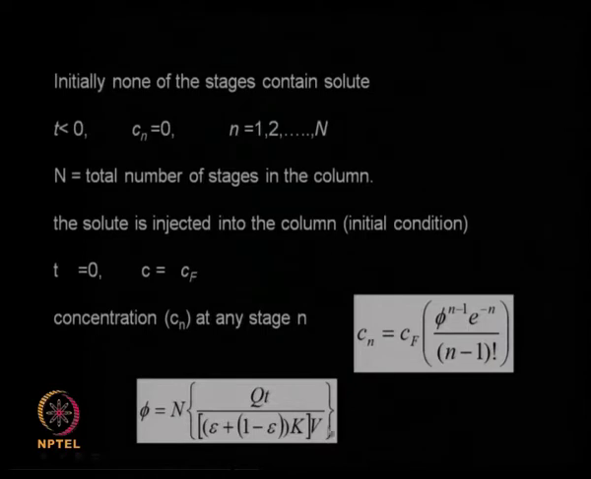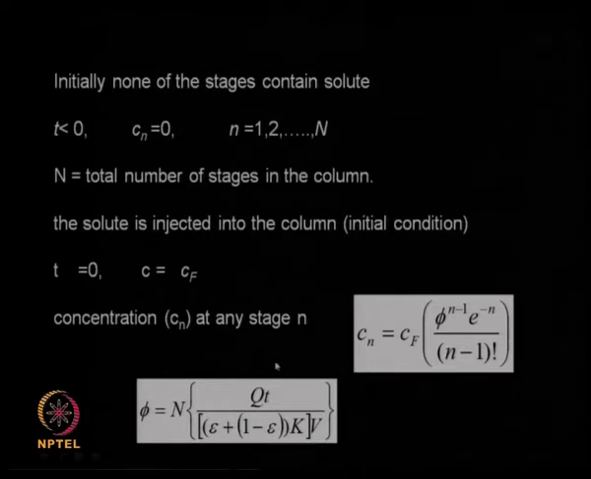So, you see V is the total volume of the chromatographic column, N is the number of stages in the chromatographic column, Q is your flow rate, T is the time, epsilon is your porosity, K is the linear adsorption isotherm, which relates q and C. So, qn is equal to K into Cn. So, this equation is very useful.